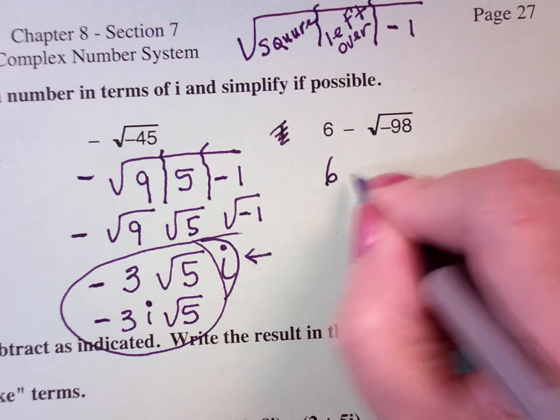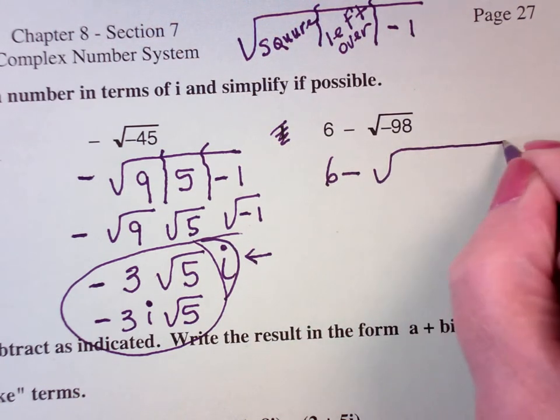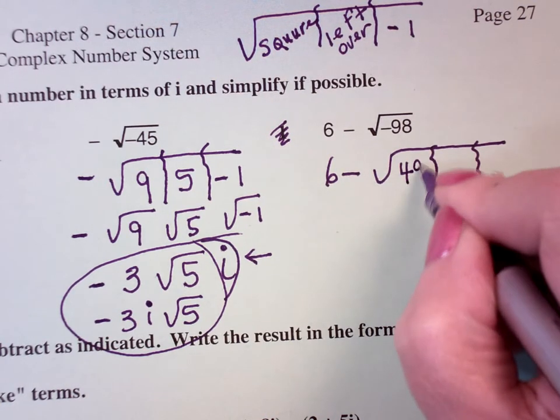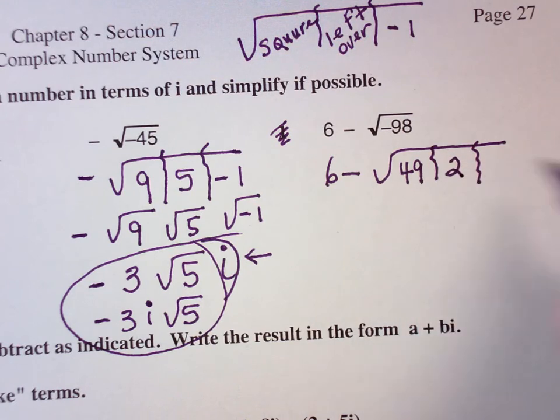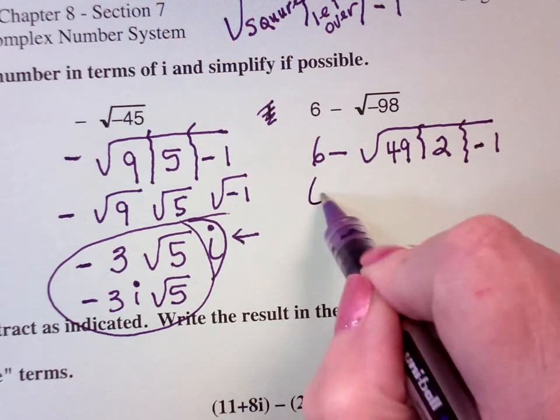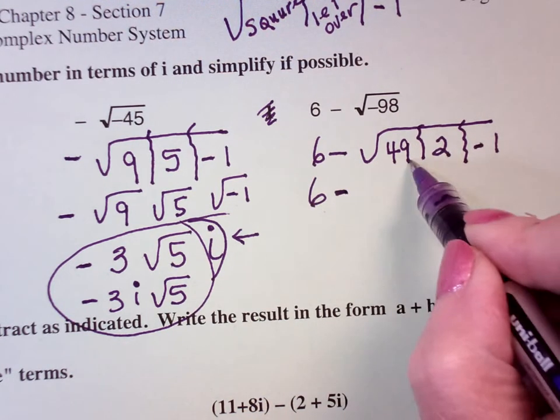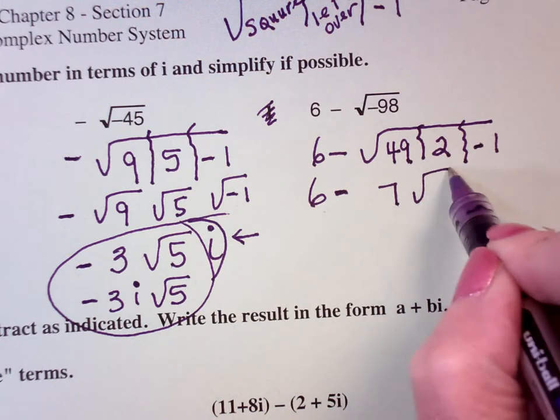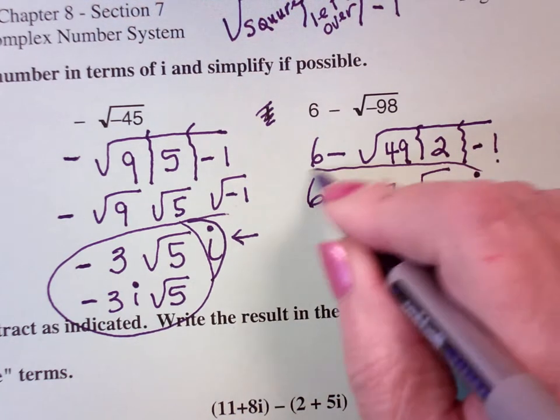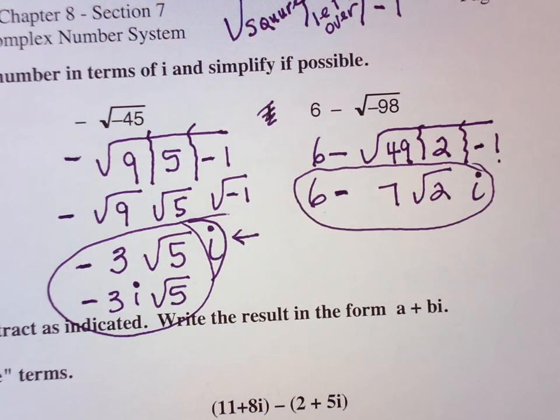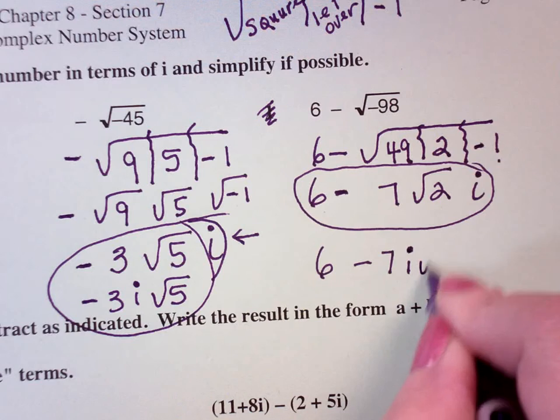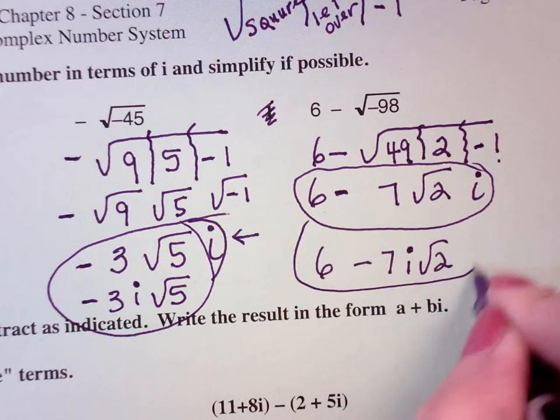So this is 6 subtract the square root of -98. 3 pieces. The square of 98 is 49. Leftover is 2. -1. 6 minus square root of 49 is 7. Square root of 2. Square root of -1 is i. Or you could write it as 6 minus 7, put the i in front of the radical. That's okay too.